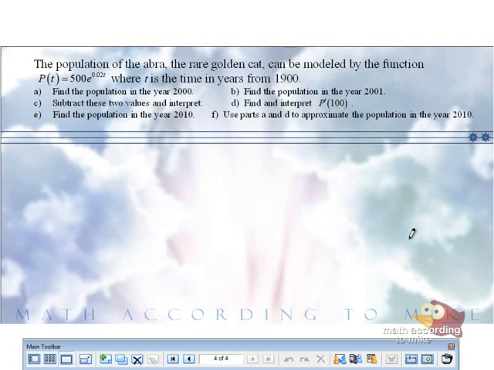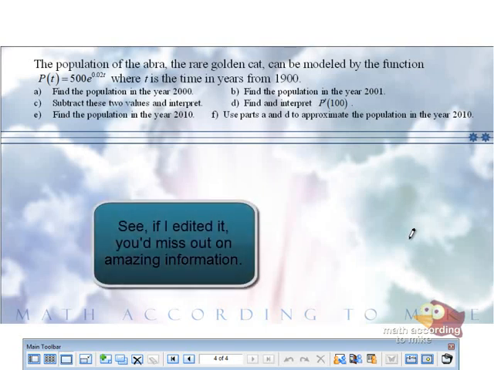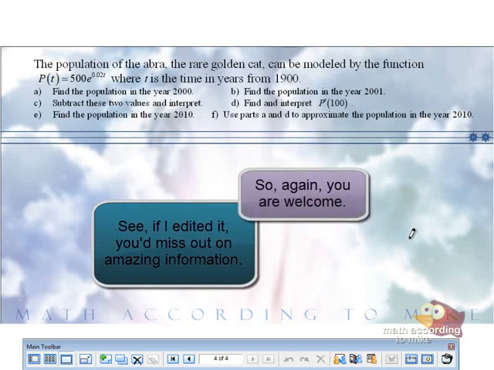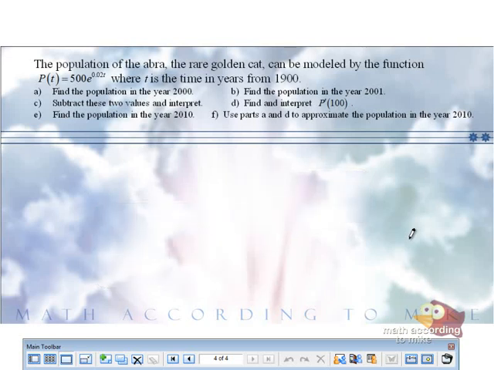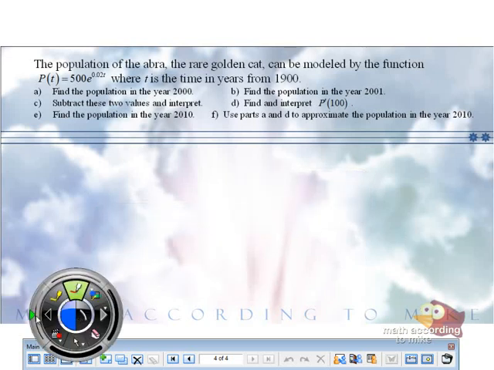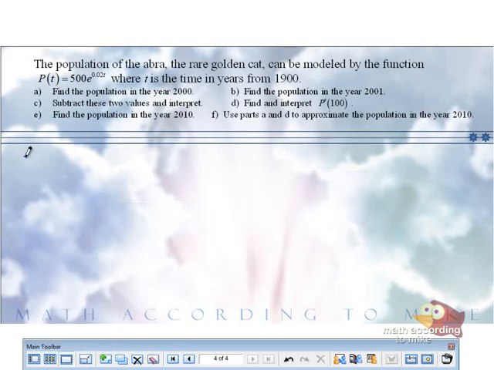It's an animal. Where T is the time in years from 1900. Part A. A lot of stuff going on here, but we can fit all parts on this slide. Find the population in the year 2000. How do we find the population in the year 2000? Plug in 100. So we're really finding P of 100.